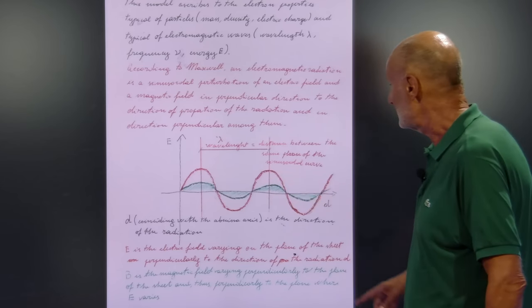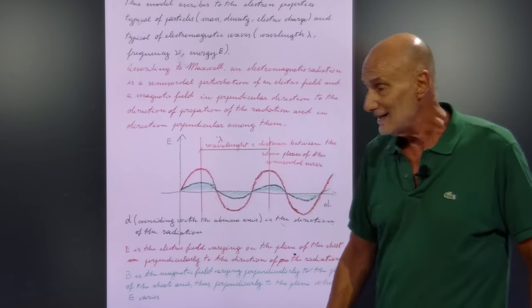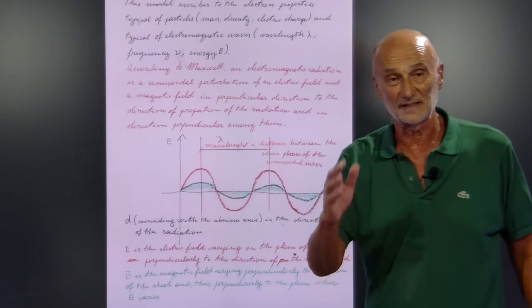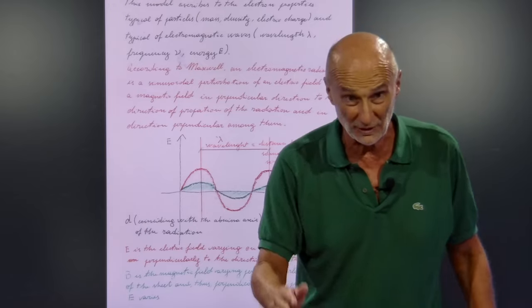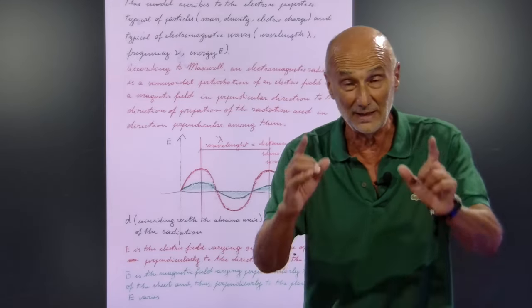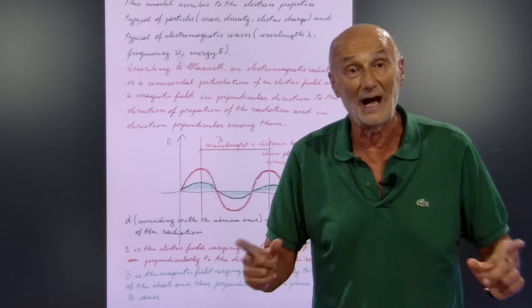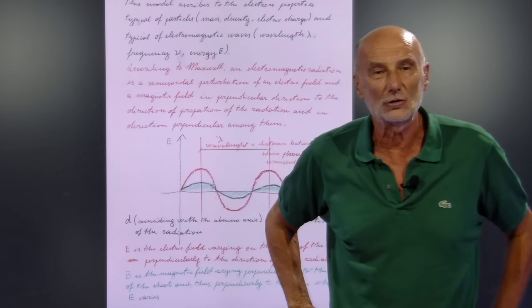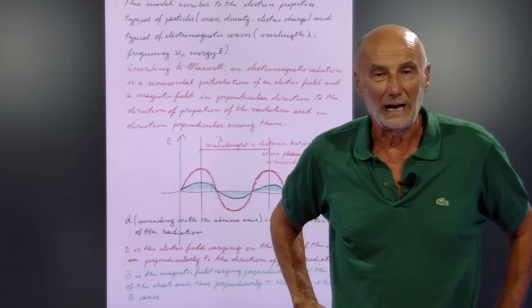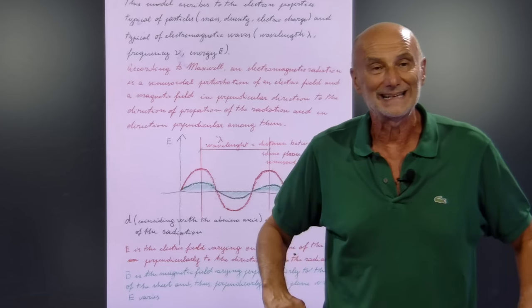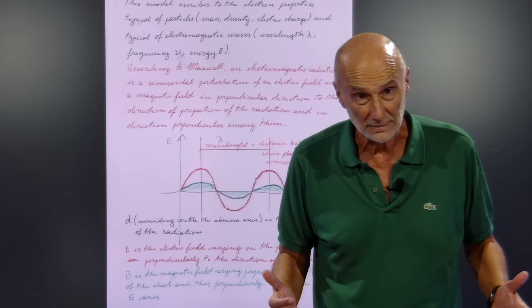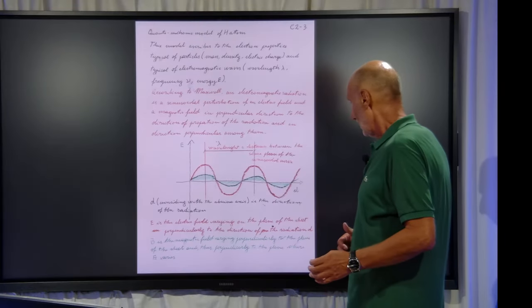The frequency ni of the radiation is the number of times in which the same phase of a sinusoidal perturbation is repeated in one unit of time. So the dimension of a frequency is the inverse of a time. Okay?